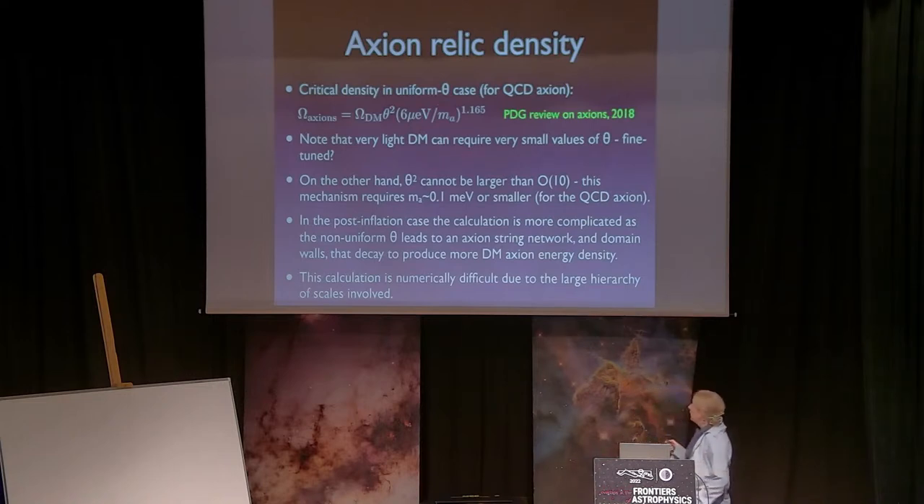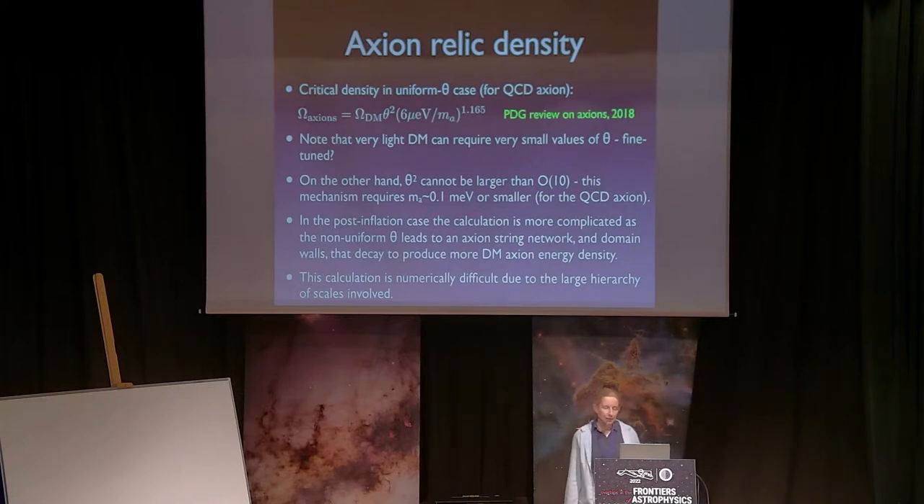So what we see is that as we make m_a smaller and smaller, naively, this Omega axions is going to get very large, so we need theta to be very small to compensate for that. So very light dark matter can require very small values of theta, which typically requires pre-inflation production and may require some anthropic argument to support it. On the other hand, theta squared can't really be larger than order 10. It's restricted to being between 0 and pi. So this mechanism requires, if this is how you get the dark matter, m_a to be at the sub-milli-eV scale. So it sets an upper bound on the mass that you can have.